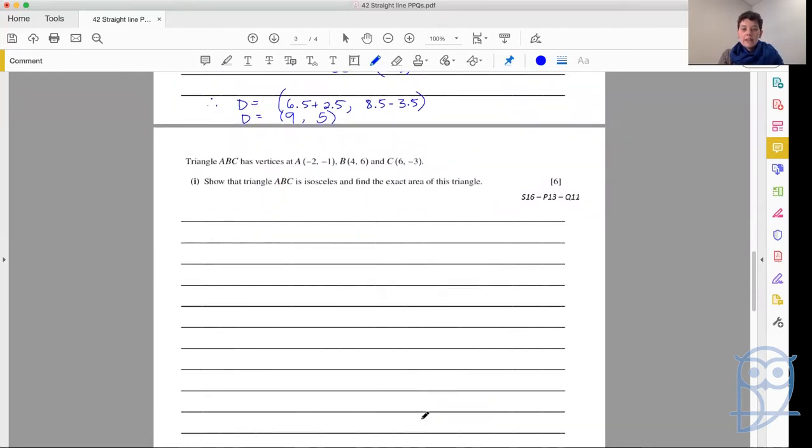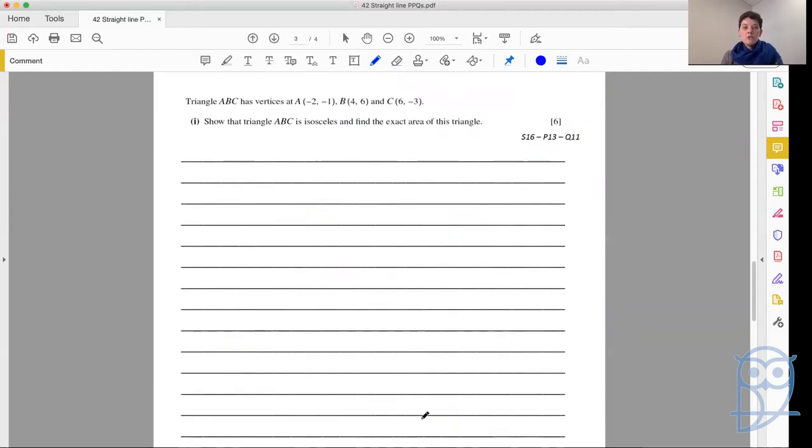Triangle ABC, next question. Vertices at A minus 2, minus 1, B 4, 6, and C 6, minus 3. Show the triangle ABC is isosceles and find the exact area of this triangle. Isosceles, a little bit of revision for you. Isosceles is two sides are equal. Now, in order to show it's isosceles, we're actually going to need to show the length of all three sides, because if all three sides are the same, it's equilateral. So we're going to have to prove that two sides are the same and they're different to the third side.